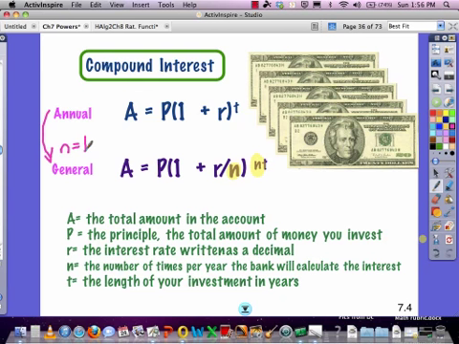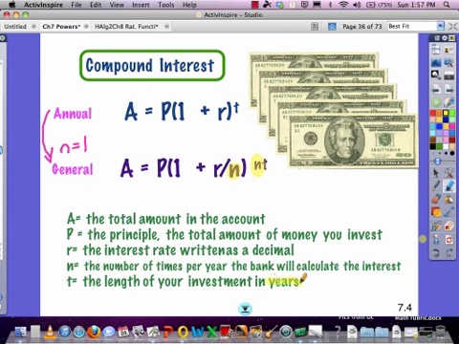R, the interest rate written as a decimal that the bank will give you annually. And then n, the number of times per year the bank will calculate that interest. And that is the compounded value. T is the length of time of your investment in years. So is it going to sit there for 1 year, 10 years, 20 years, or more? Or maybe it's going to only sit there for 18 months. If they ever give it to you in months, make sure you do the conversion back to years, because it has to be time in years in order to use this formula.